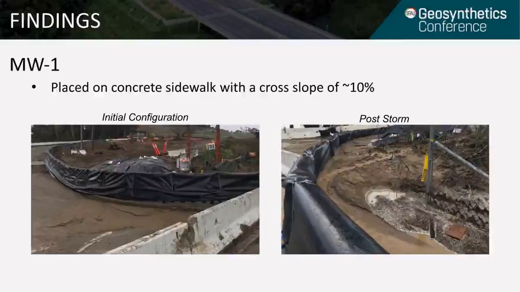Starting with MW1, on the left-hand side, you can see the initial configuration. The basin is placed on a concrete sidewalk with a cross slope of 10%. And as you can see on the right-hand side, it was successful at detaining large volumes of sediment following storms, which the contractor would then excavate out to create more capacity before each rain event.